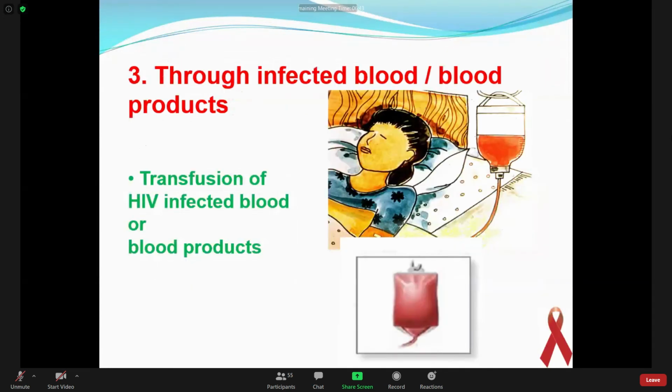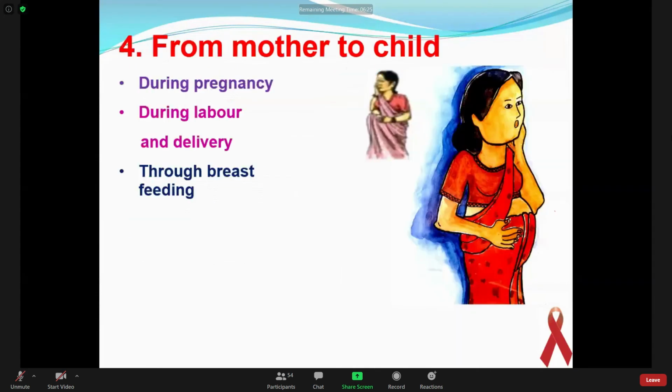Then the third one is through infected blood or blood product. So transmission of HIV through infected blood or blood product. This is the third mode of transmission, through infected blood, blood products, or transplantation of an organ. And fourth is from mother to child.